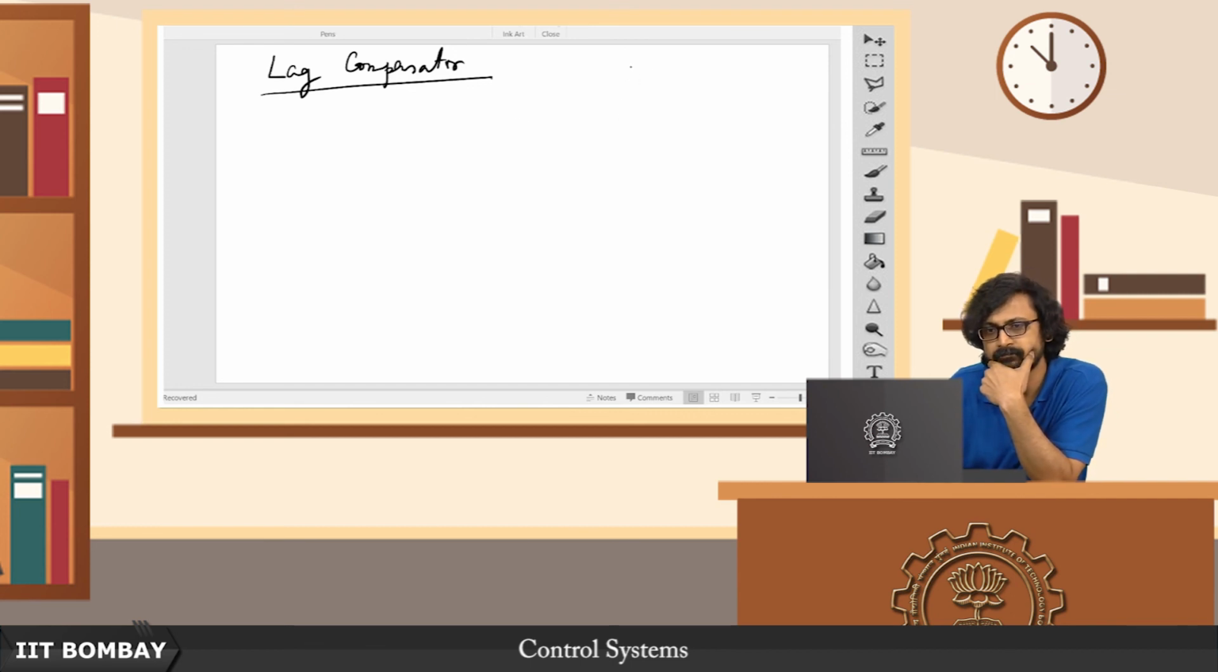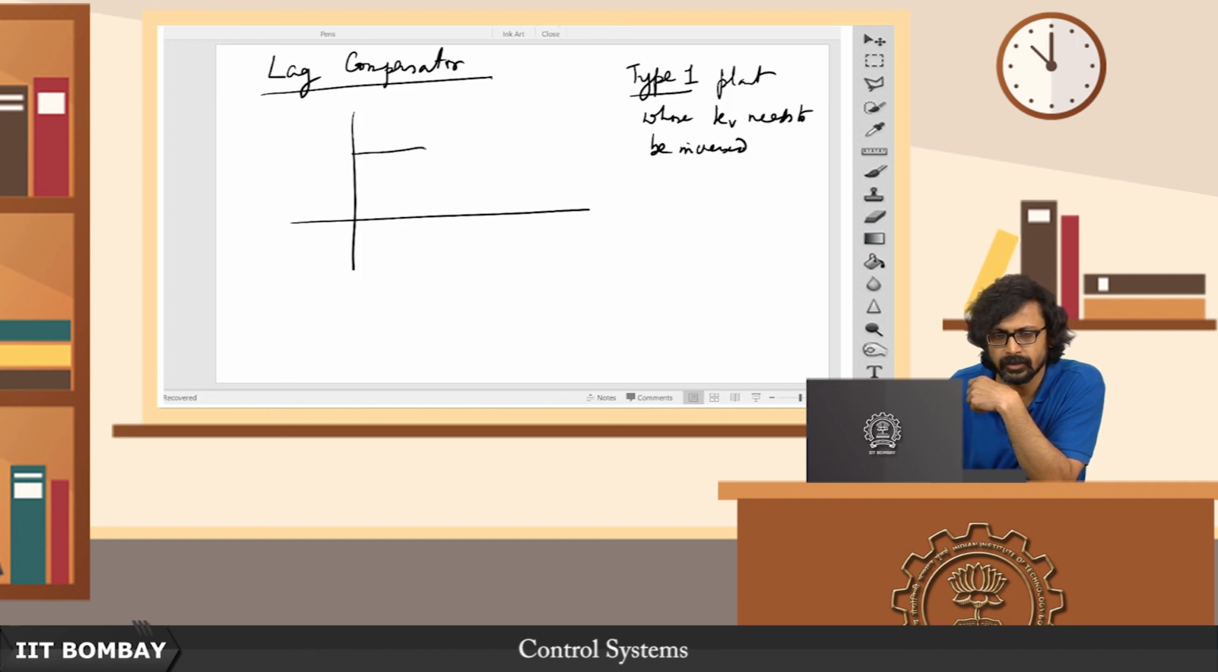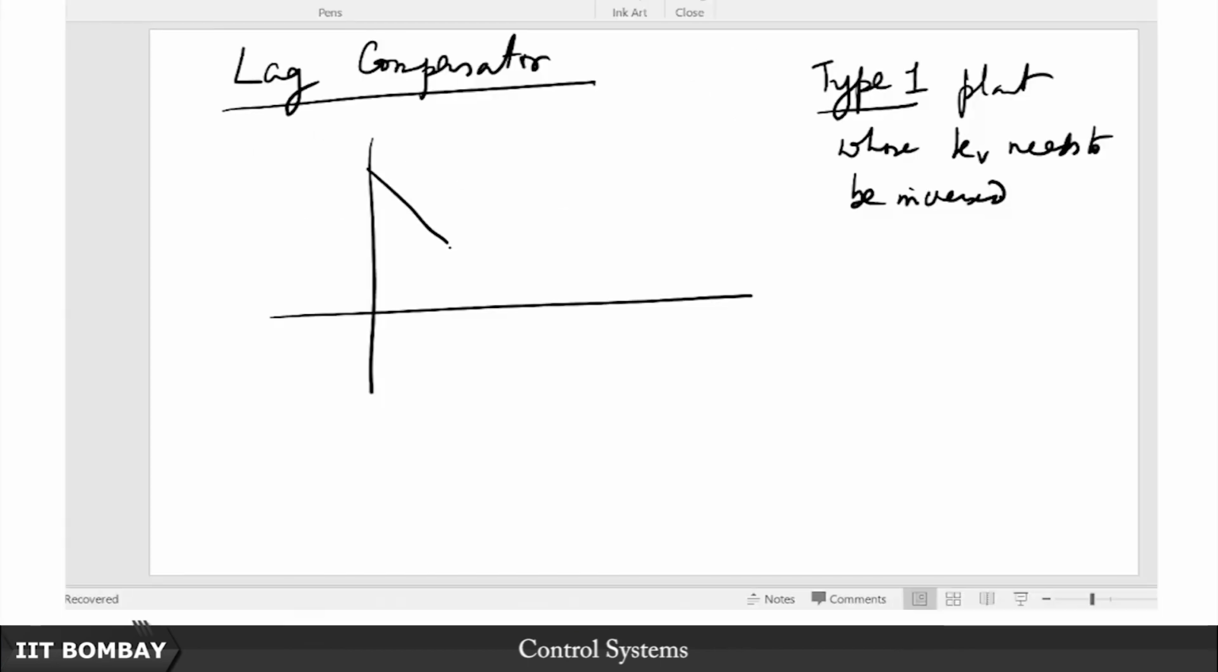Now suppose you have a type 1 plant whose kV needs to be increased. Suppose you have this kind of a plot like this. Sorry, this will not be a type 1. The type 1 will have something like this, 20 dB per decade, then something like this, and something like this, and then something like this. So let us say this is a type 1 plant.